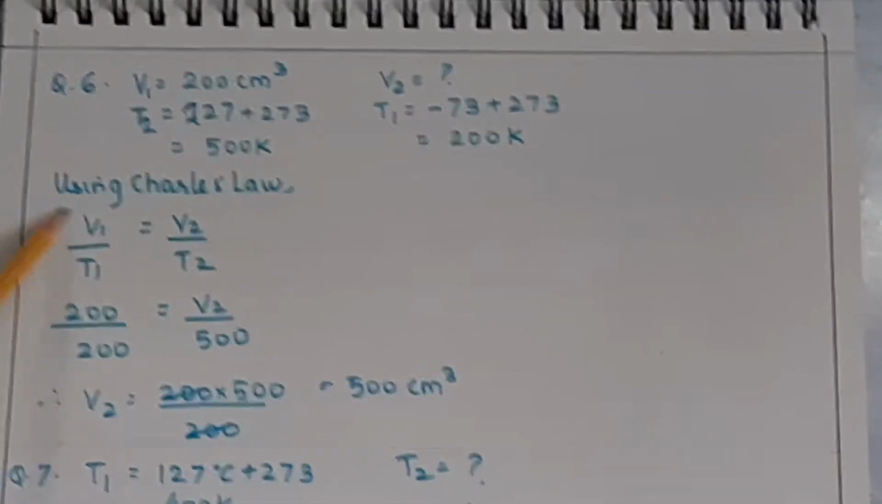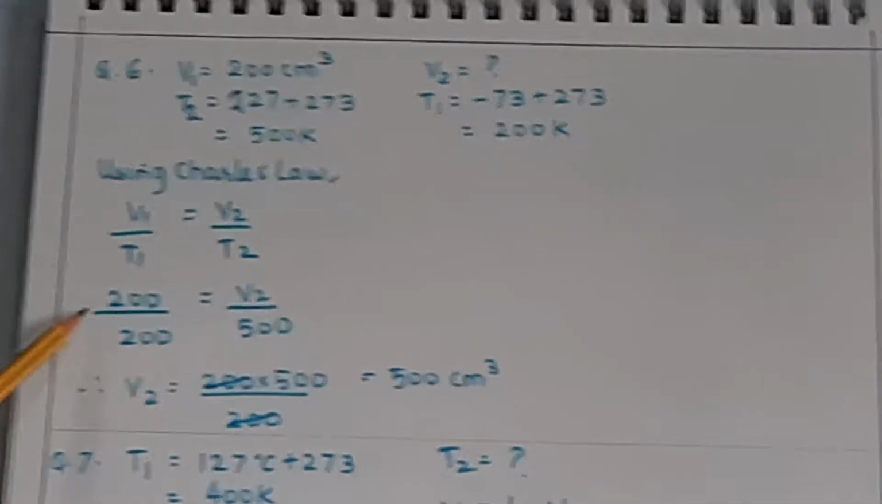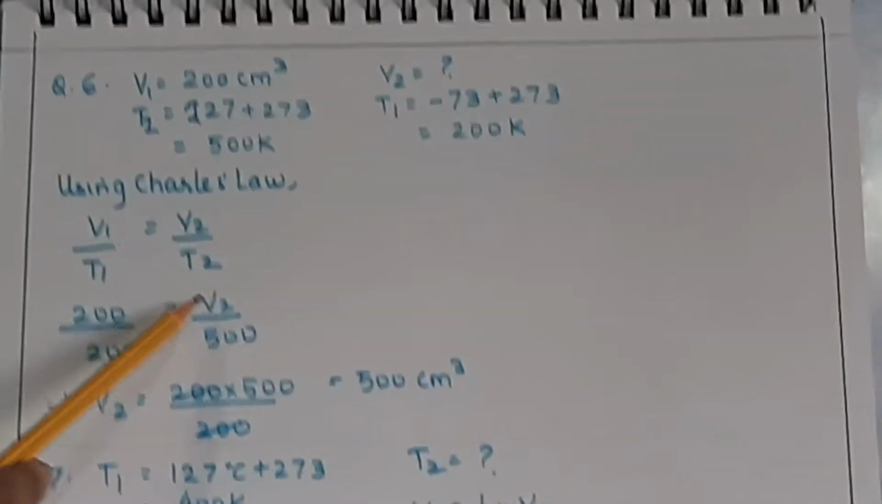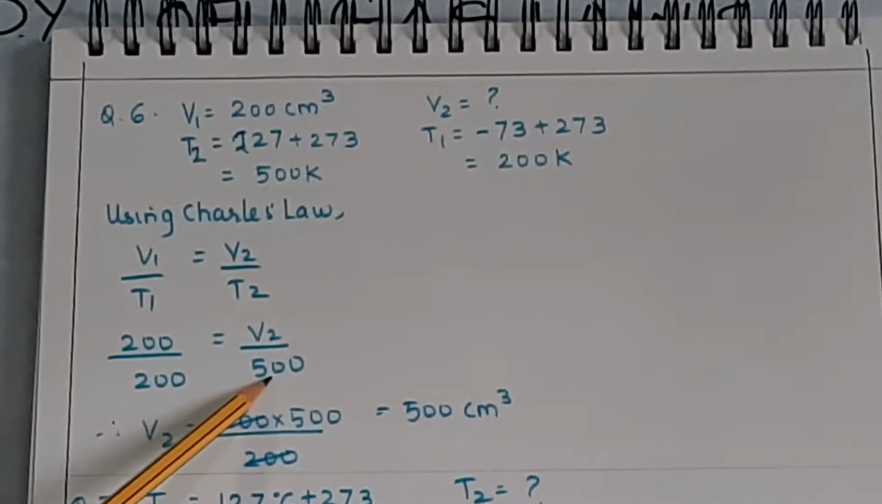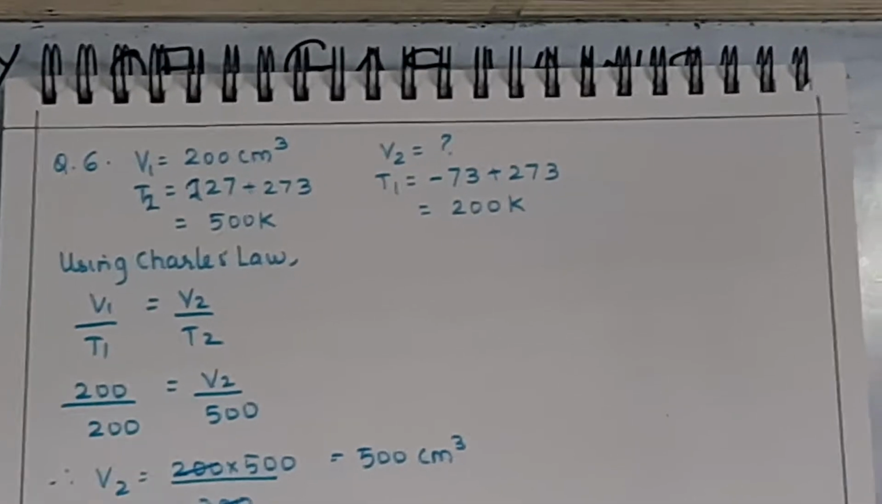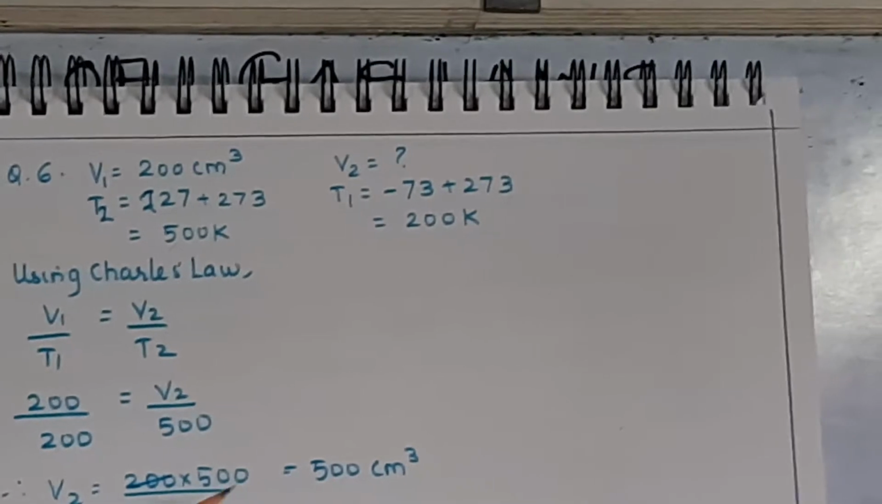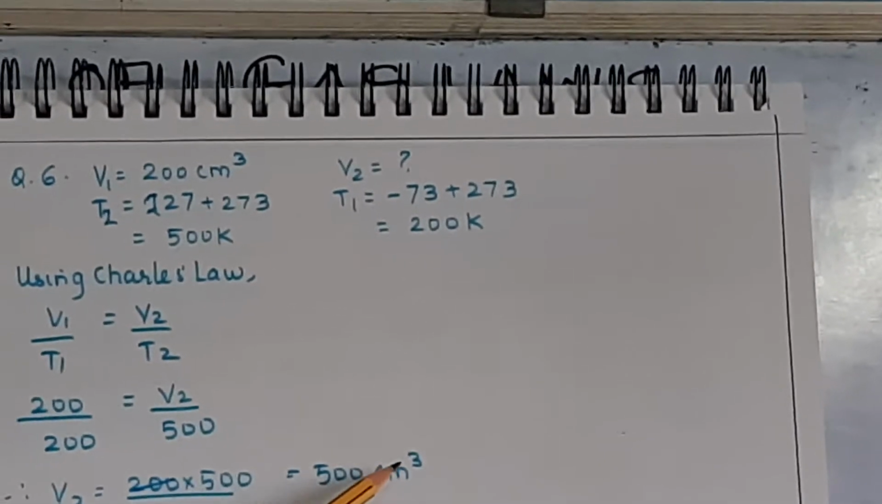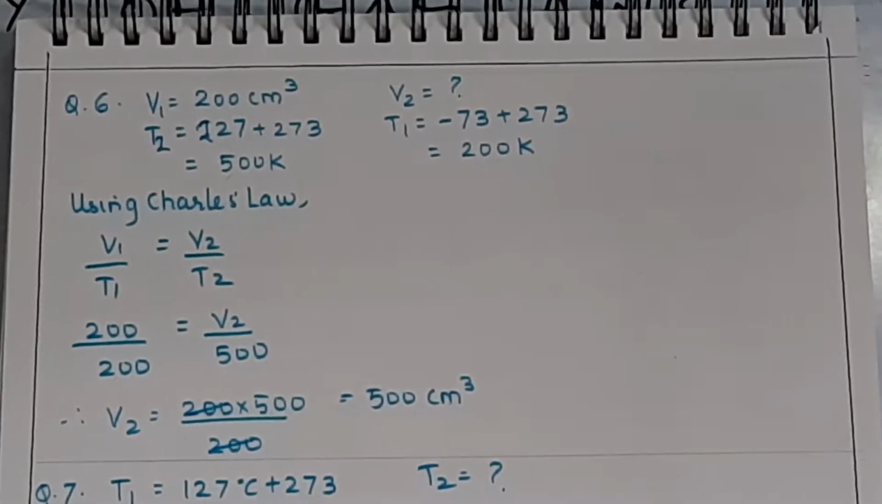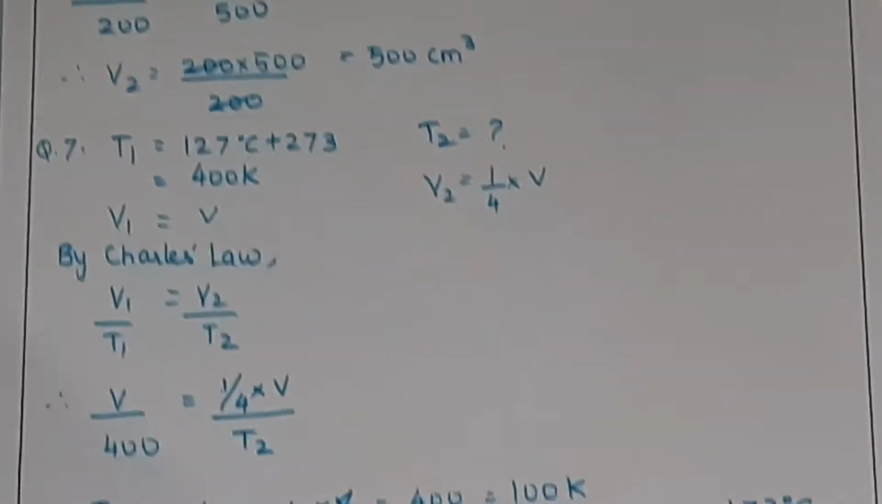Okay. Now substitute in Charles law equation. 200 cc upon 200 K is equal to V2, we don't know, upon 500. So V2 will be 200 into 500 divided by 200. So this will get cancelled. So that will be equal to 500 cubic centimeter. Okay, clear? Now moving to the seventh classwork sum.